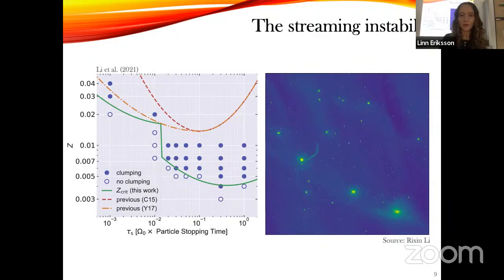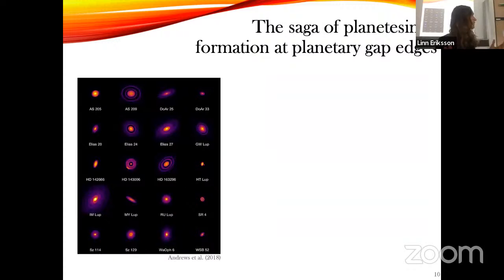So then we can move on to the specific topic of this talk, which is planetesimal formation at gap edges. The motivation behind this work comes from observations of protoplanetary disks. So here you see a selection of disks from the DSHARP survey. What you see here is basically the millimeter or pebble-sized particles in these disks. And they're very different, but one thing that most of them have in common is that you have these ring and gap features in the disk.